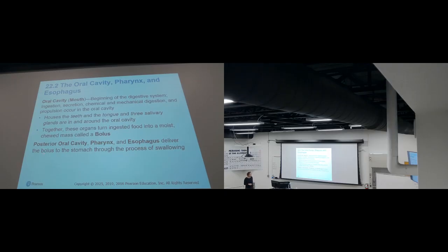So now the posterior part of the oral cavity has two boundaries on the sides, and that is called the fauces. And in the middle, we have a fleshy extension of the soft palate that we call the uvula.